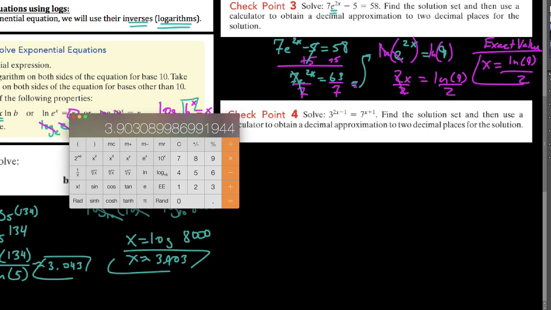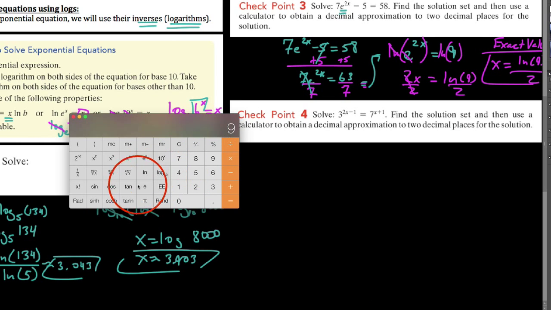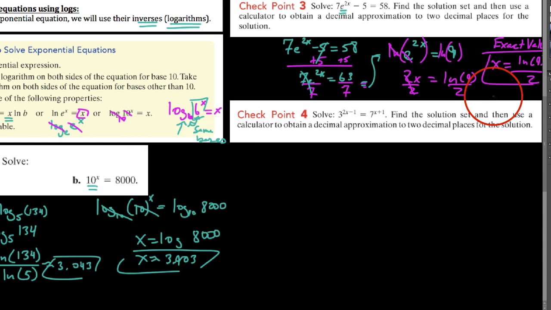So we'd say, okay, 9. We want to take the natural log of 9 and then divide this by 2. So we get approximately 1.09, where we round that up, so 1.10. So x is approximately 1.10. And I would encourage you to check this back in the original equation.